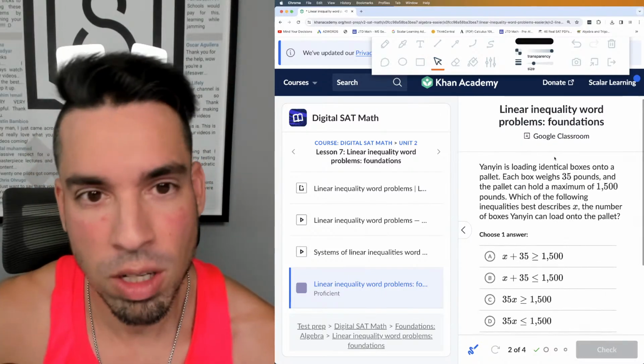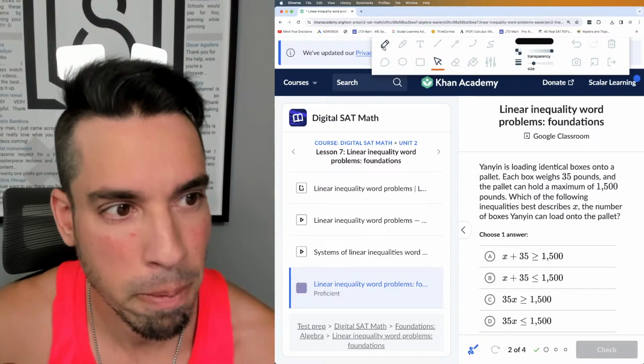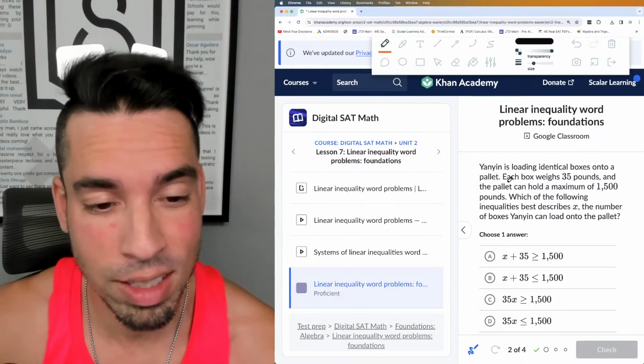By the way, there's a calculator that you can use. I'm just not using it because why not? Just for fun, but you should definitely use it if you're taking the test.